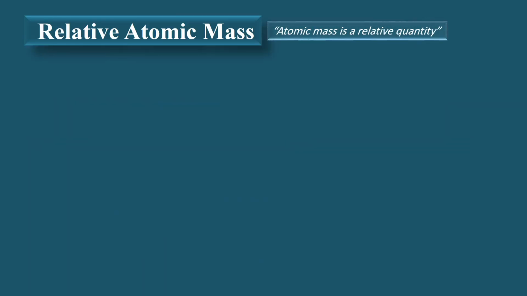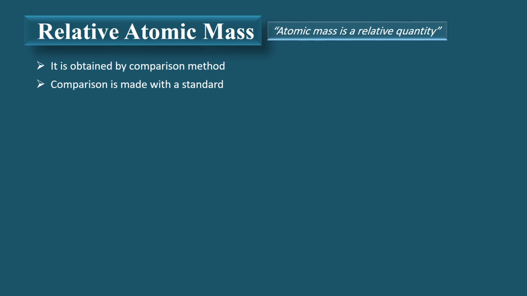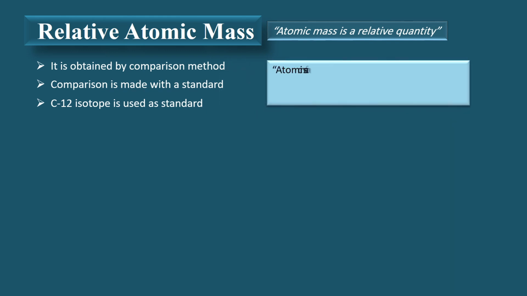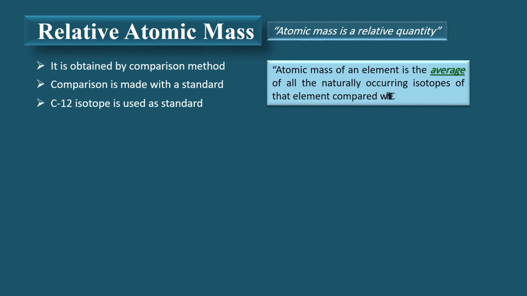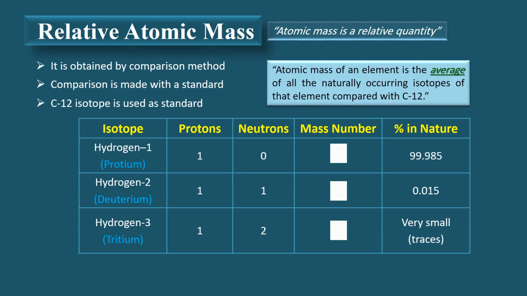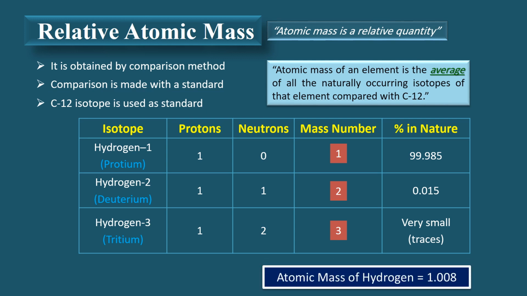So, atomic mass is a relative quantity because it is obtained by comparison method. The comparison is made with a standard. C12 isotope is used as standard. Let us define atomic mass again. Atomic mass of an element is the average of all the naturally occurring isotopes of that element compared with C12. For example, isotopes of hydrogen have different mass numbers, but their average atomic mass compared with C12 is 1.008.